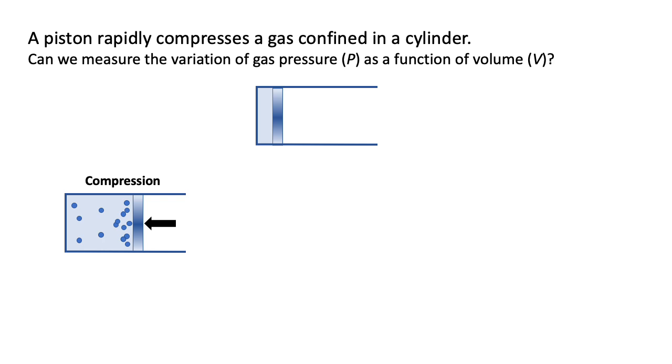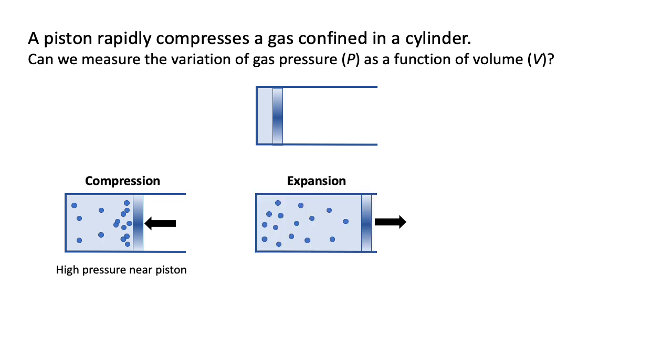So when we are compressing the gas, if we think of the gas as being composed of molecules, the molecules don't have time to move away from the piston, which is moving very rapidly. So therefore, you get molecules accumulating near the piston, and therefore you actually have a high pressure near the piston. During an expansion, you got the reverse happening. The piston is moving away very rapidly and it has few molecules next to it, and so therefore you have a low pressure near the piston.